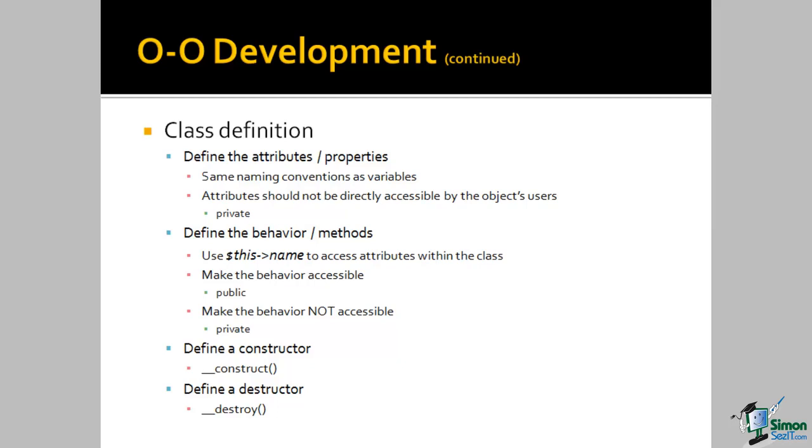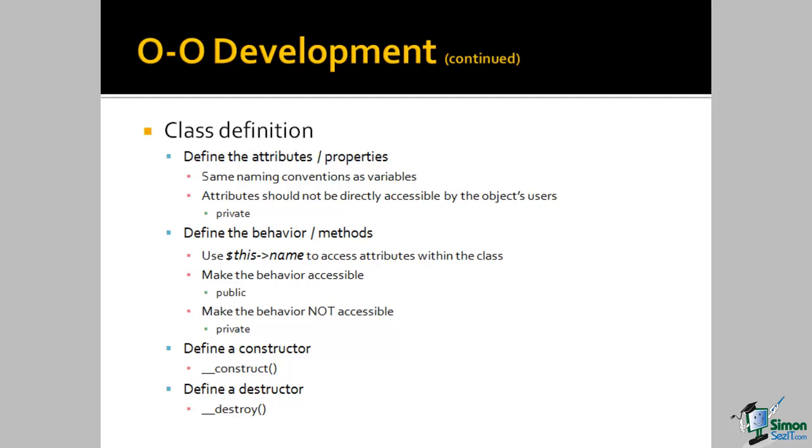There's 4 steps to creating a class. First, before we write any code, we have to sit down and think about what are the properties or attributes of this class, and what are the behaviors that I'm going to define for the class, this interface for the user. Then what access levels am I going to provide for this behavior?